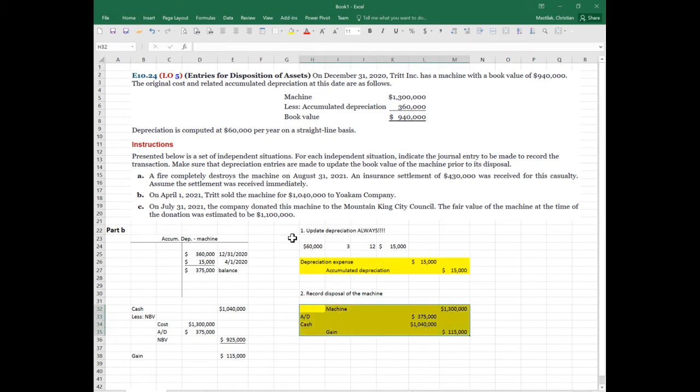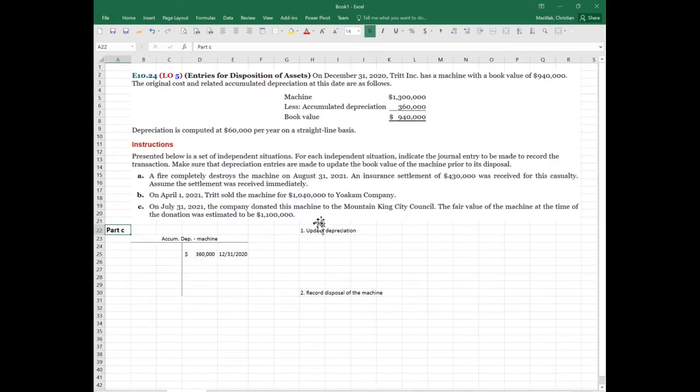So this is 10.24 Part B. Now, let's look at 10.24 Part C. Always updating depreciation. So let's look at, we've got the same machine on July 31st, 2021. Instead of burning it in a fire or selling it to Dwight Yoakum, we are going to donate the machine to the Mountain King City Council.